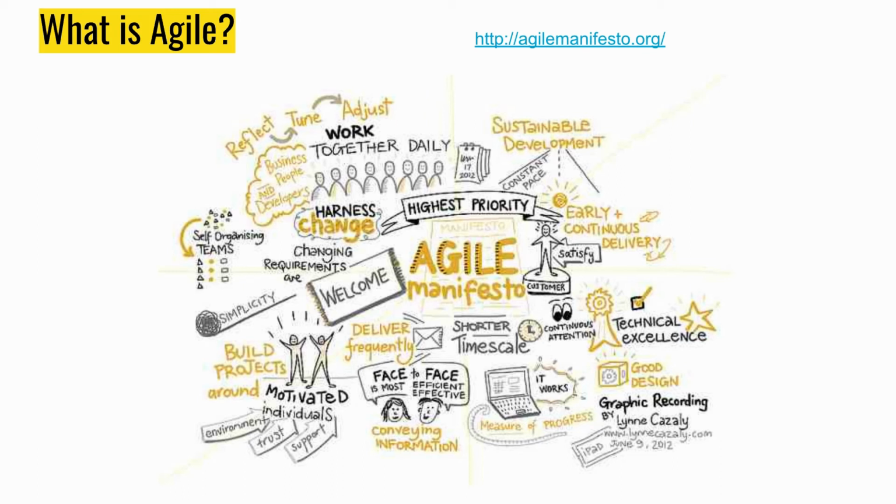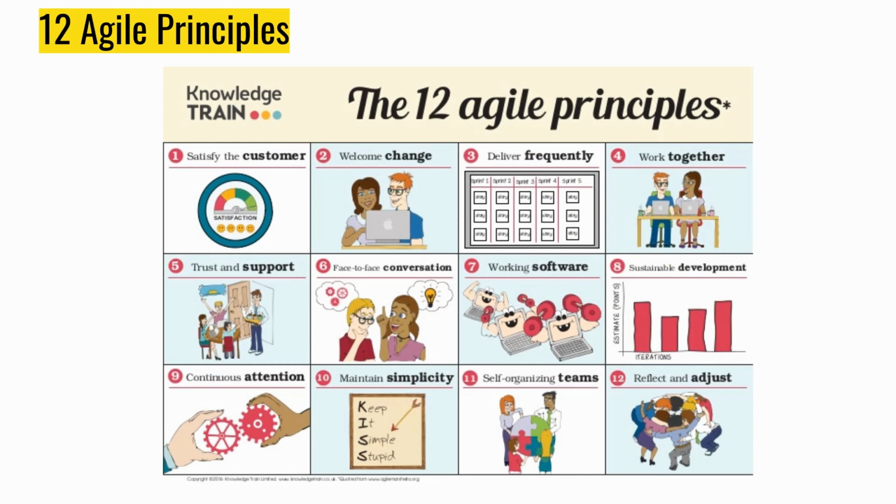As you can see, there are lots of things, like changing requirements, so they are just adapting to change. Motivated individuals come in whenever we think about customer interactions and interaction with individuals, technical excellence and good design, and face to face being the efficient way, and this kind of stuff. Basically, this picture summarizes all the agile things that we can think about.